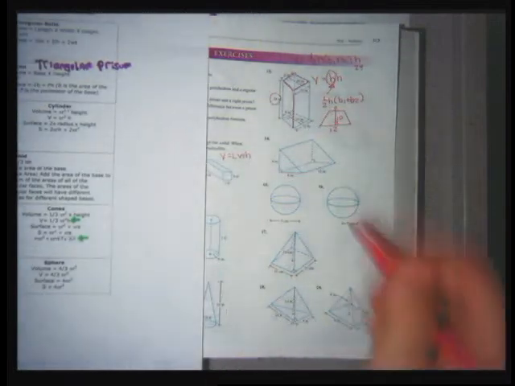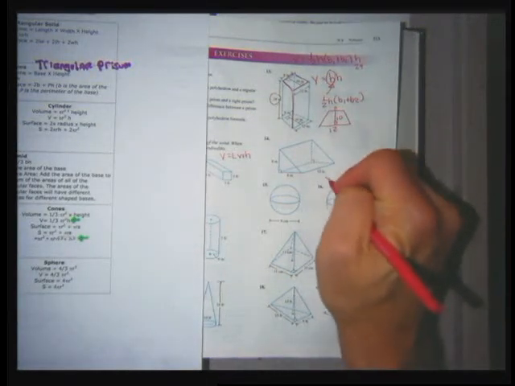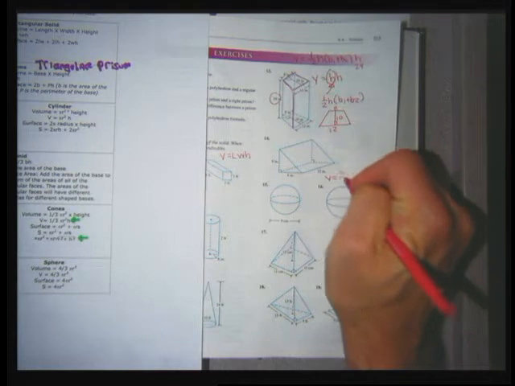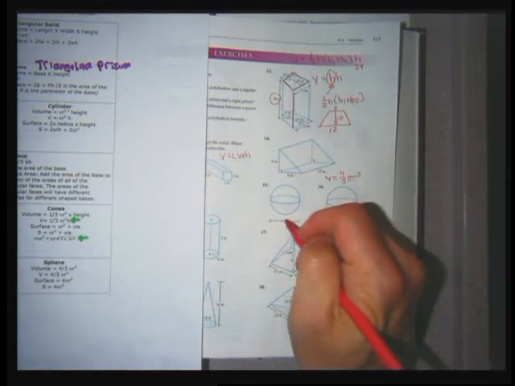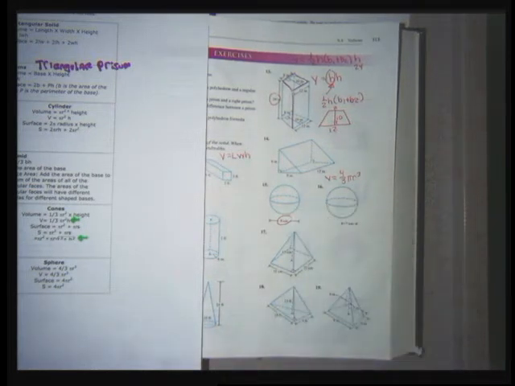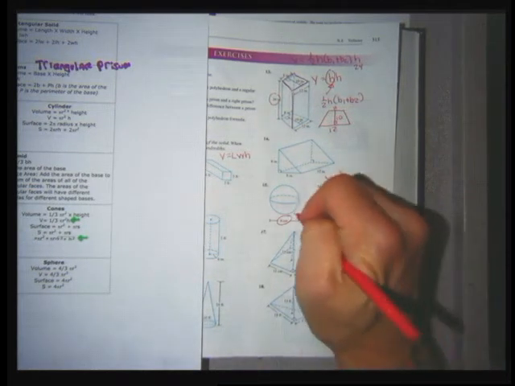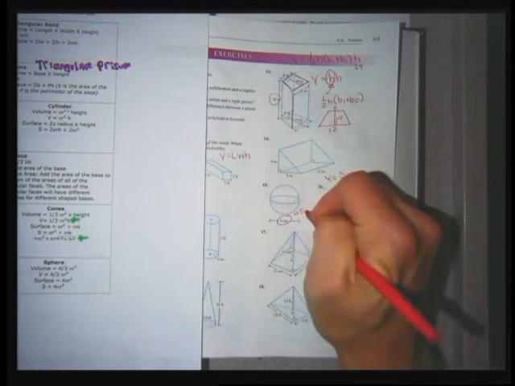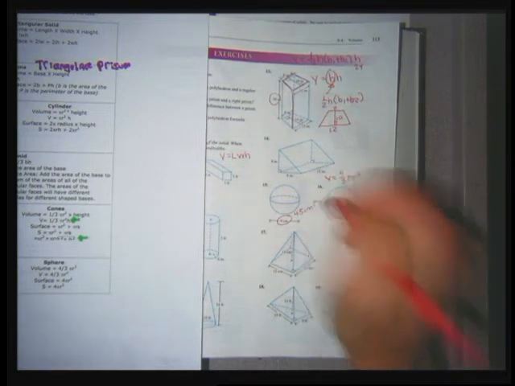14 is not a homework problem. 15 and 16 are spheres, and the volume formula for the sphere that I need is 4/3 pi r cubed. You'll notice that in 15, the 9 is a diameter because it's the distance all the way across. If you divide that in 2 and get 4.5 centimeters, that's going to be the radius that's needed.